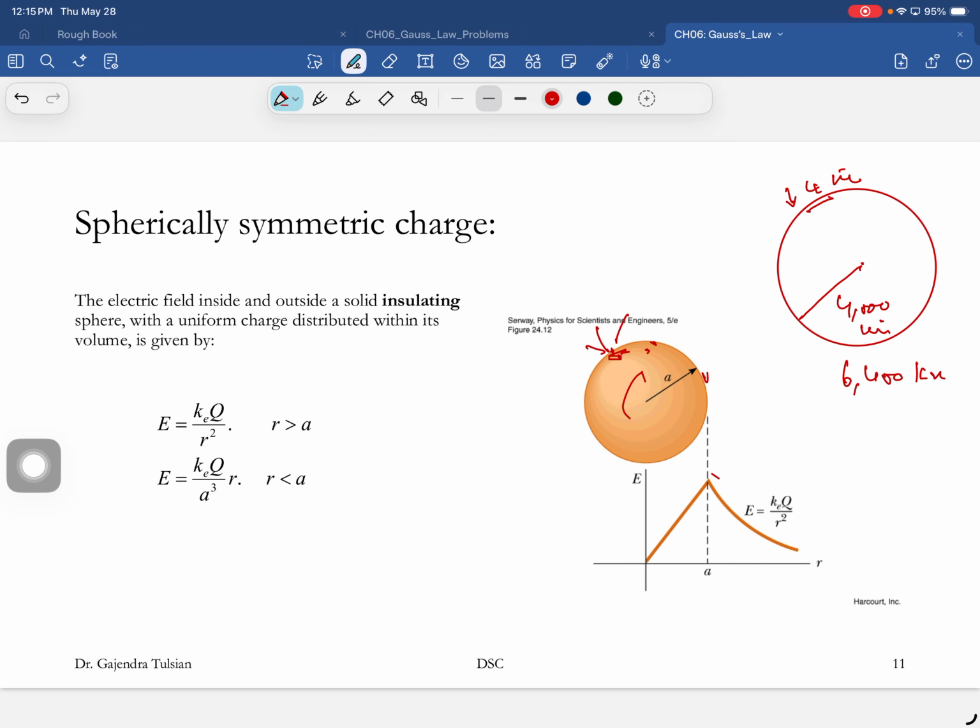How strong a field do you need to create lightning? 3 times 10 to the 6. 3 million volt per meter. Never ever forget this number.